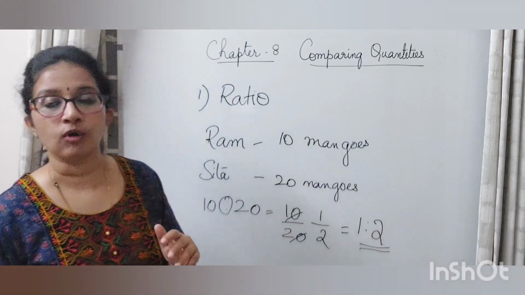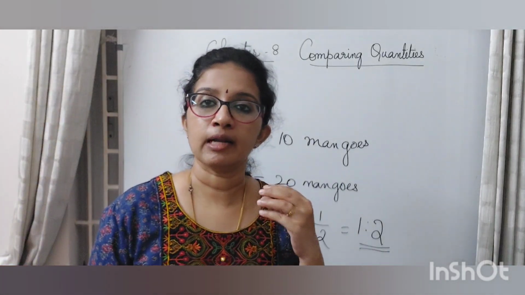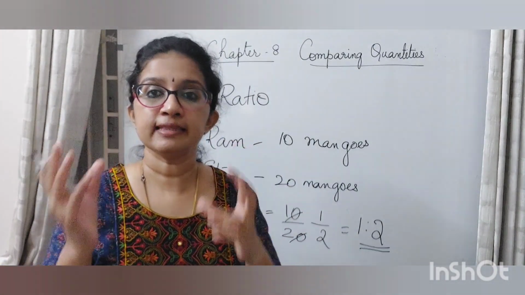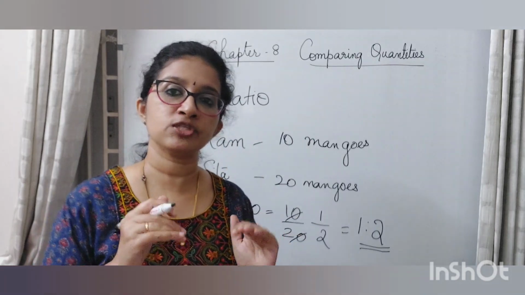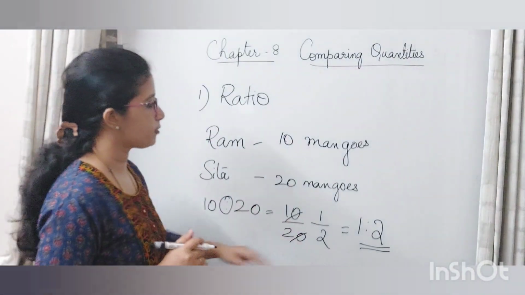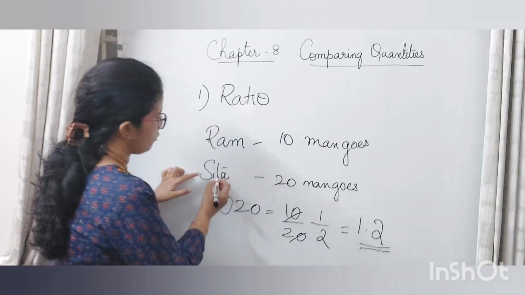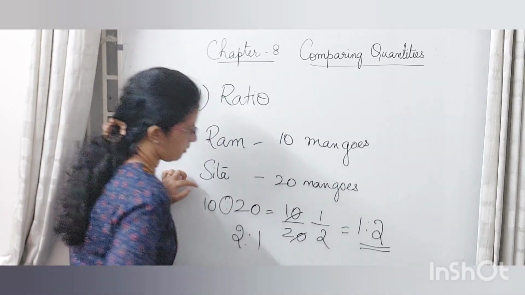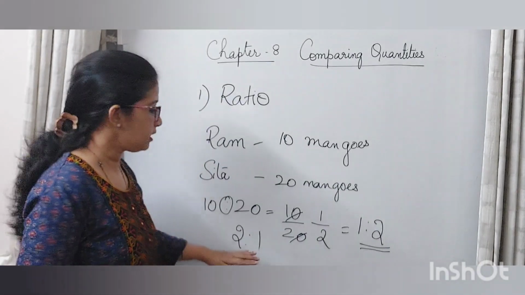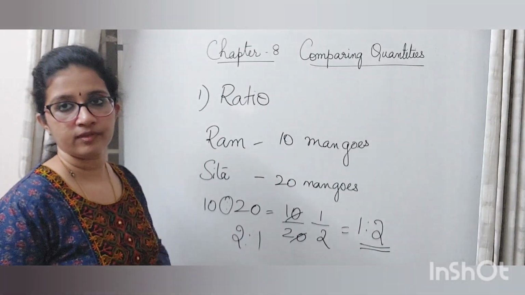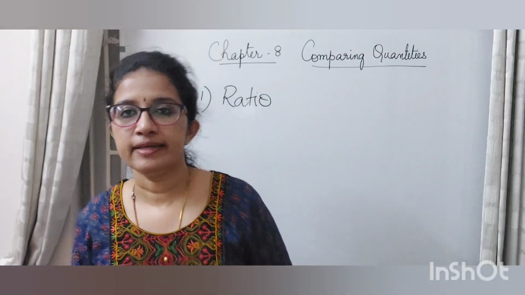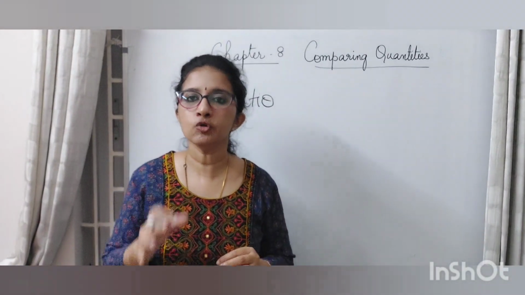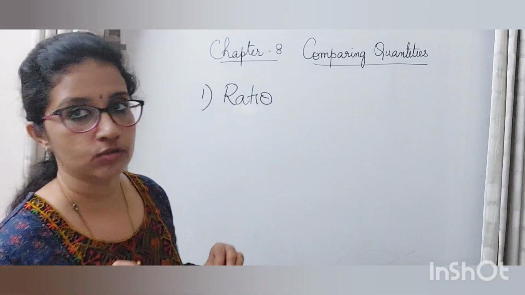What if they ask what is the ratio of the number of mangoes which Sita has to the number of mangoes which Ram has? It will be just the opposite, right? Since they are asking for Sita first, it is 2 is to 1. So it all depends on the question. Next we are going to learn about a new term in ratios, which is known as equivalent ratios.